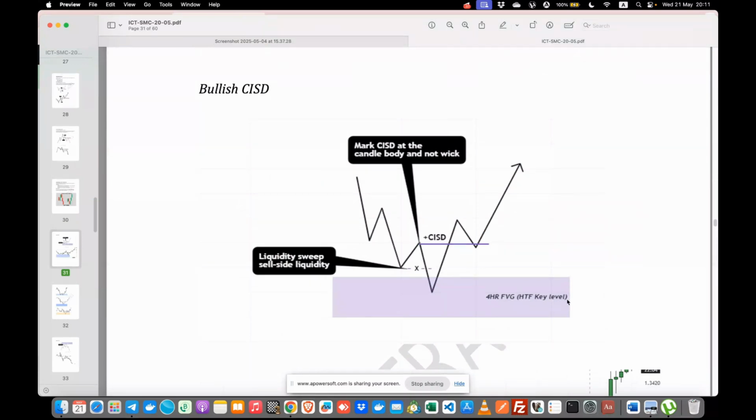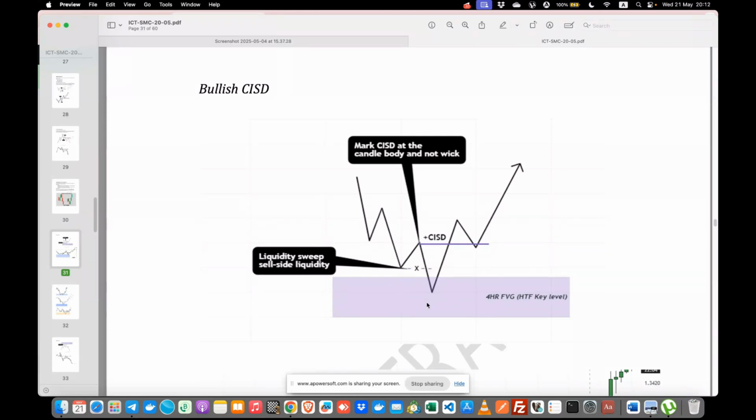With a bullish change in state of delivery, in this example we have a 4-hour fair value gap. This is our higher time frame key level. The market is retracing to this 4-hour fair value gap. When we make a lower low, automatically we have swept liquidity, because this is a lower low. Here we have sell side liquidity, and then we retrace. When we make a lower low and tag our key level, already we have swept liquidity.